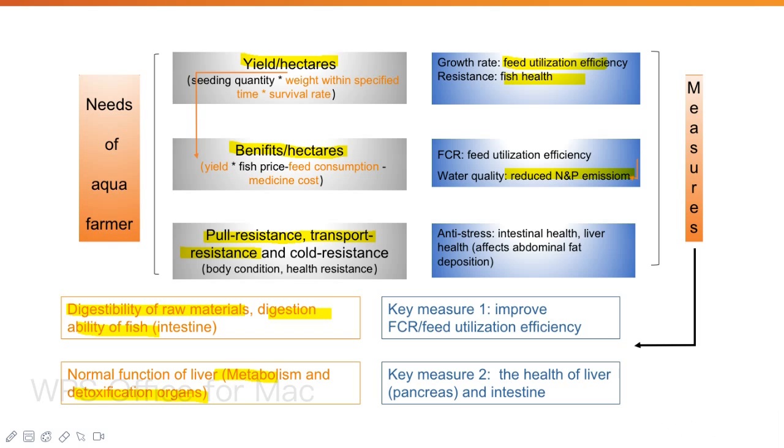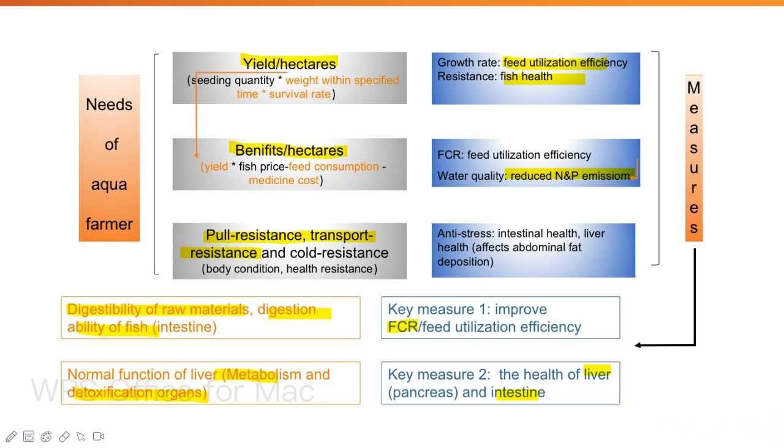And therefore, in order to meet the needs of the aqua farmers by feed technology, the key is to focus on the following two aspects. First is to improve the FCR, and the second is to keep the health of the functional organs like the liver and the intestine.